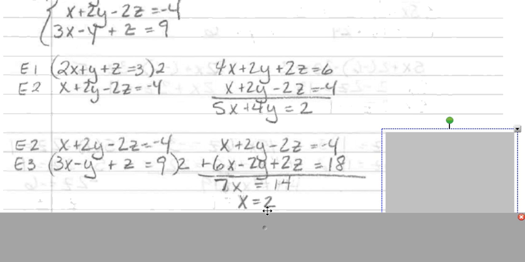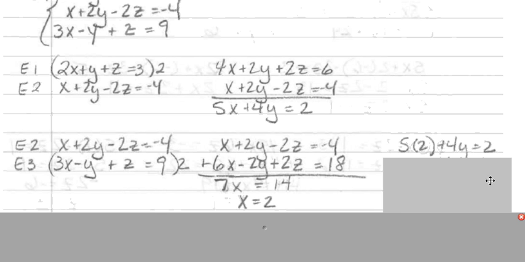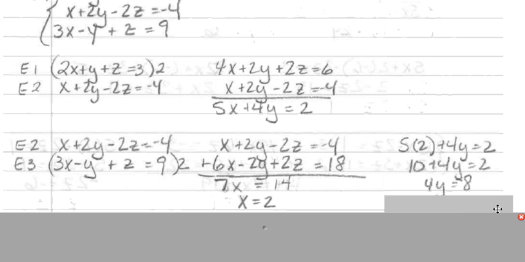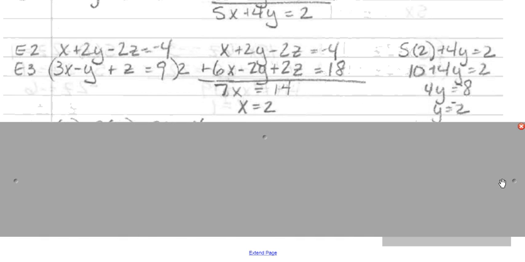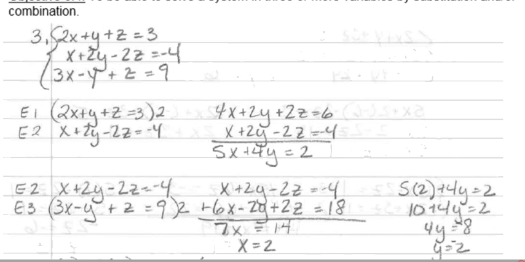So if we know the value for x, perhaps we could put it back into the equation that we have here and solve for y. So if I do that, I can multiply those together. So I'd have 10 plus 4y equals 2. Subtract 10 from each side. So we've got 4y equals negative 8. And then divide by 4, leaving us y equals negative 2. So at this point, we have a value for x, we have a value for y.